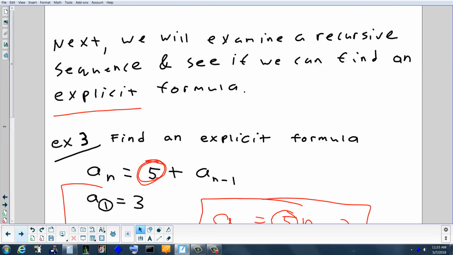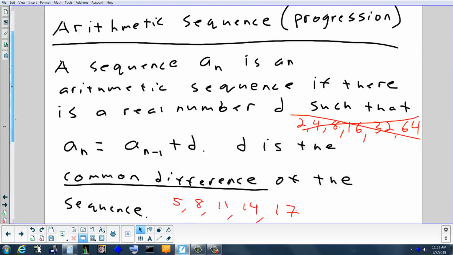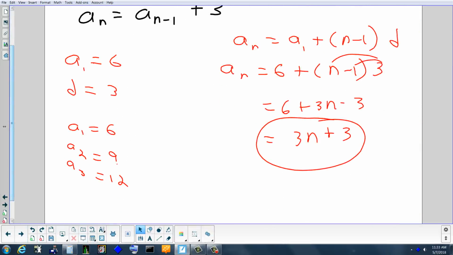So let's check our formula. All right, so triple and add 3. If we triple, let's start with the second term. If we triple 2, what do we get? 6 plus 3 gives me 9. Perfect. Let's do one more. That should be 15. If we triple 4, we get 12. 12 plus 3 is 15. So that formula works perfectly. Okay. Any questions on that?